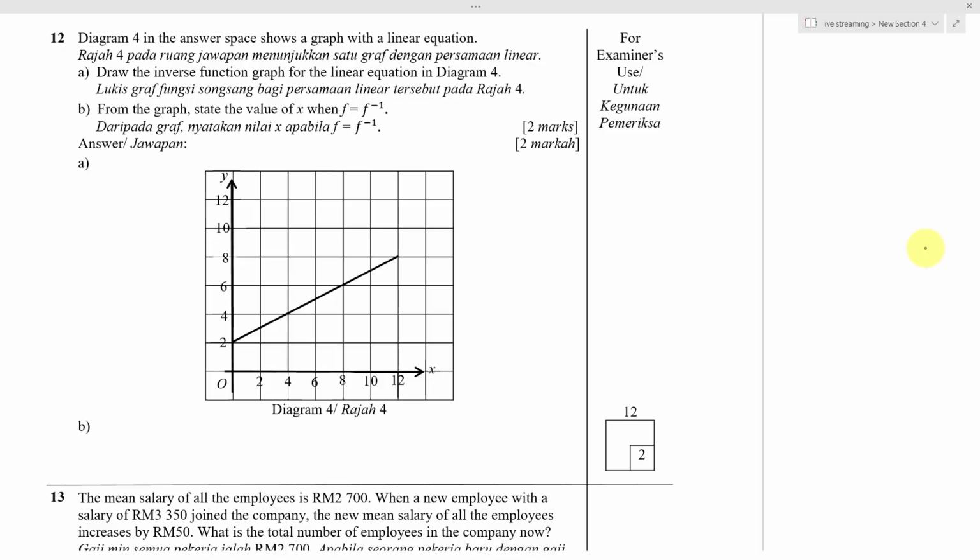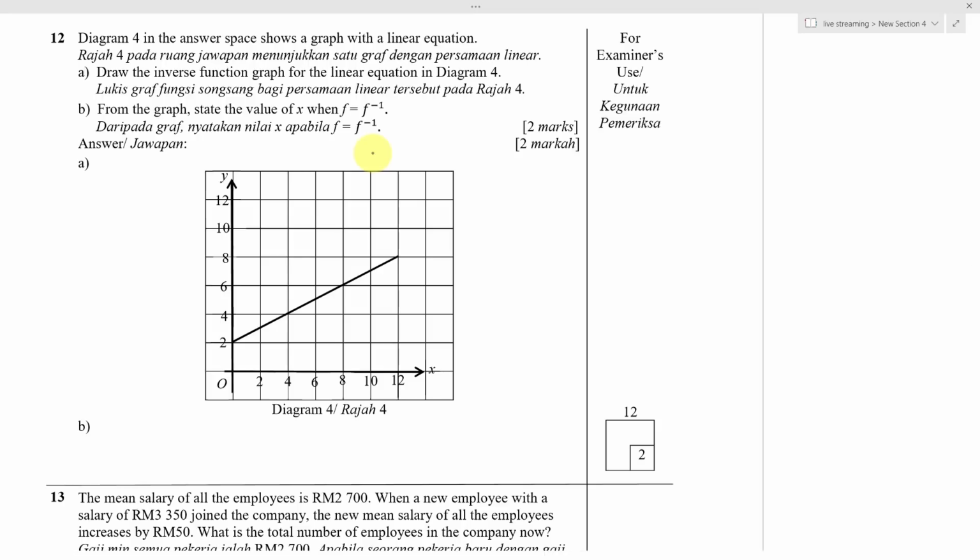Alright, so let's move on to question number 12, because we spent 1 hour until question 12 here. Question 12 is quite common for IGCSE students taking the Cambridge exam, not the SPM exam, but it's quite new for SPM students. The diagram 4 in the answer space shows the graph of the linear equation. Draw the inverse function graph for the linear equation in diagram 4. From the graph, state the value of x where f equals f inverse.